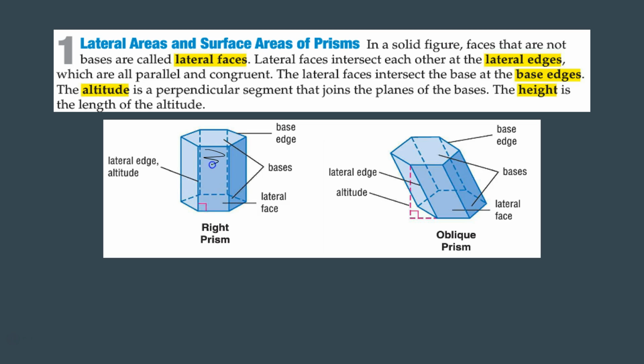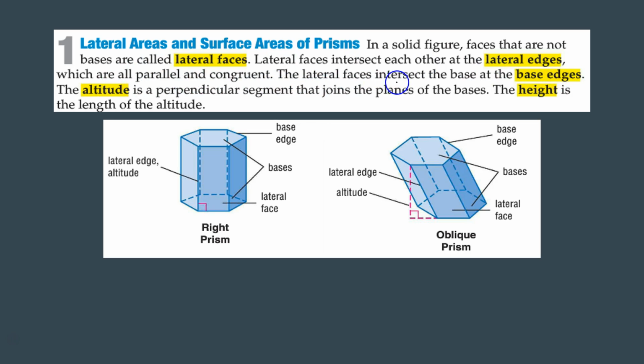So here we have one right here. This is a lateral face. This is another one and another one here. And then we have another one here in the back, another one. So we have a total of 6 lateral faces in this particular right prism. Lateral faces intersect each other at the lateral edges, which are parallel and congruent.